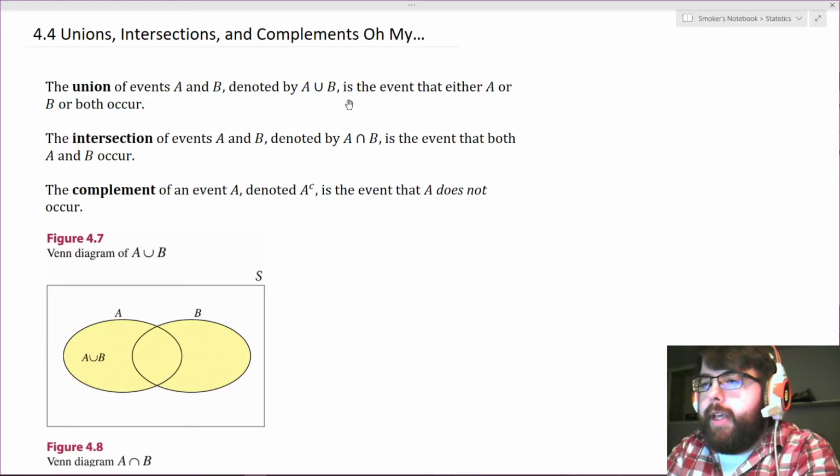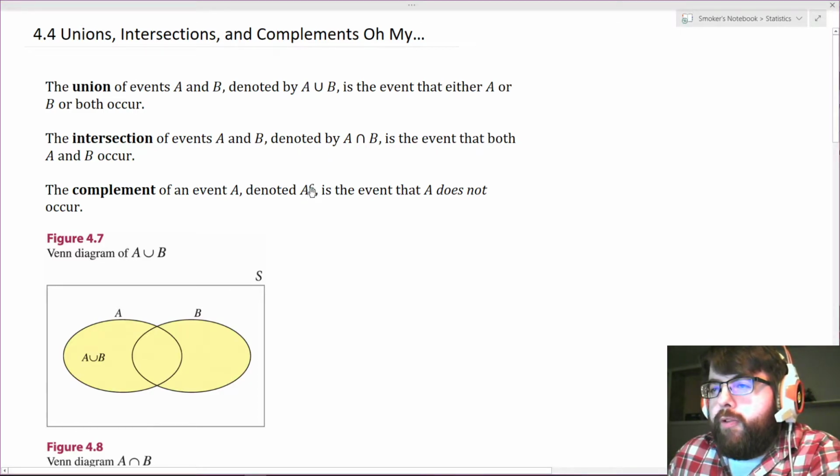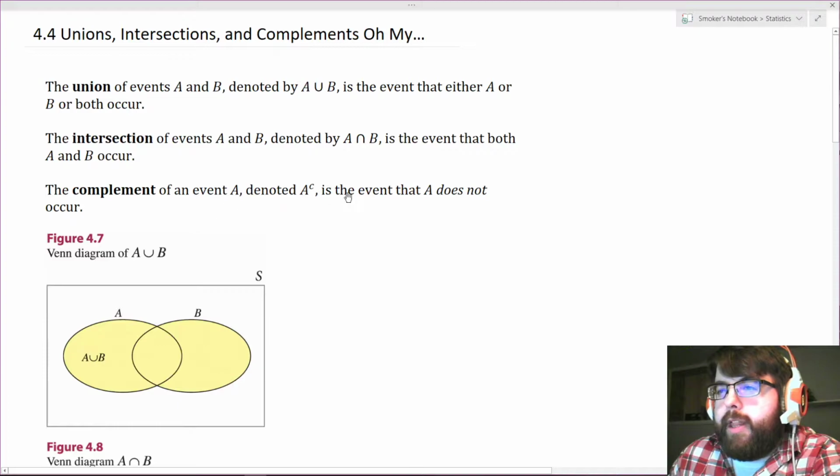Another definition is the complement. The complement is denoted with a superscripted C. So the complement of A in this case, which was all even numbers, would be all the odd numbers. Anything that's not in A, but still in the total sample space.